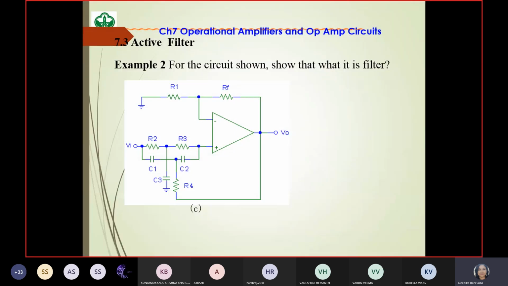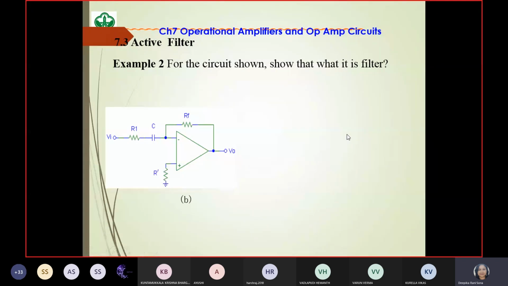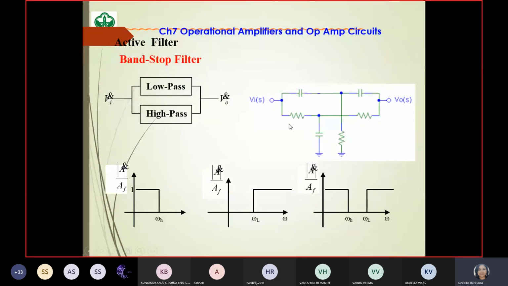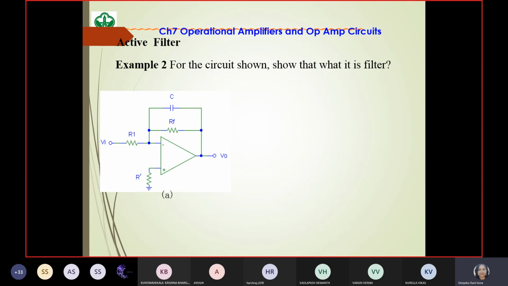If you see, for the circuit shown below, what type of filter is this? Because previously I showed you the band stop filter, have a look at the band stop filter, and I have also shown you the configuration of the band stop filter. If you know the transition band, you can design the band stop filter. Okay, so if you know this, how do you find out what type of filter this is? What type of filter, guys?